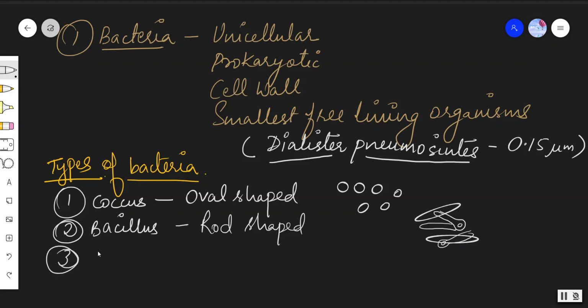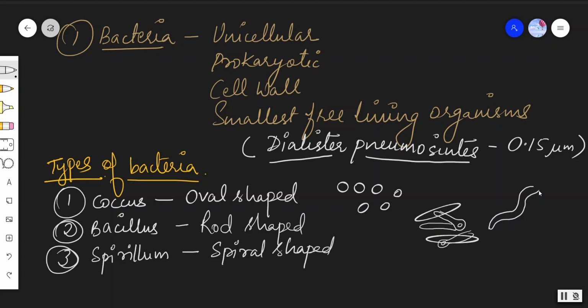Number third is spirillum. Spirillum itself says it's a spiral shaped bacteria. Okay, and these have flagella on both ends, flagella which help them to move.